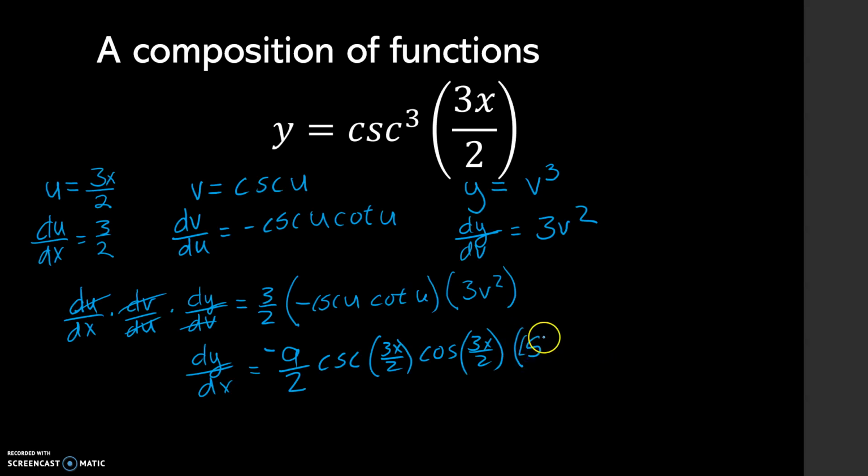I do that every time, don't I? Just like I switch pages every time. So v squared is cosecant squared, but I don't want to write cosecant of u. I'm going to put 3x over 2 in here.